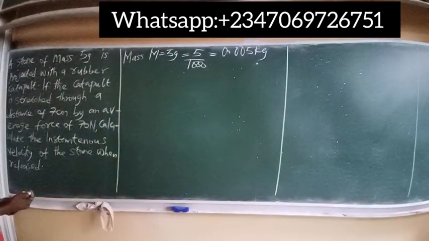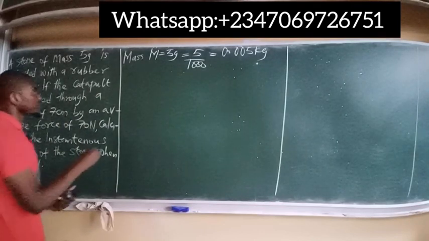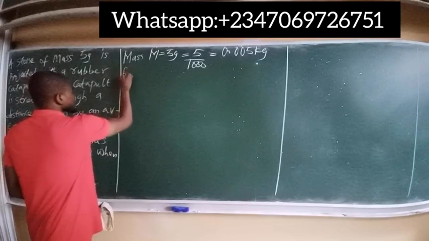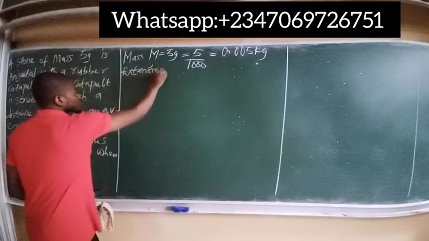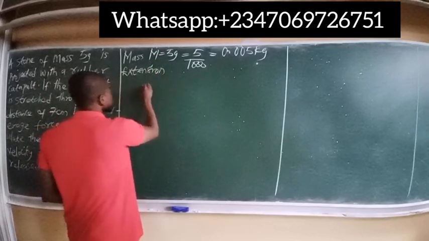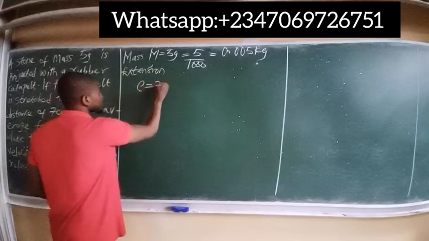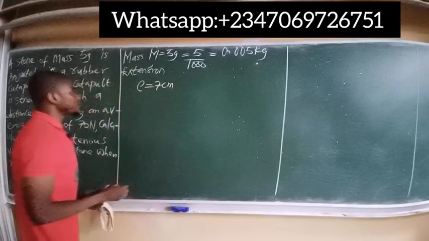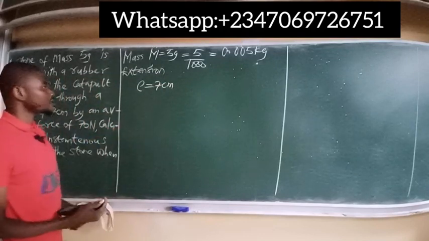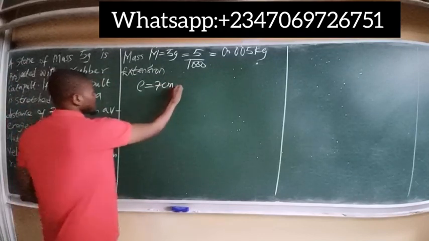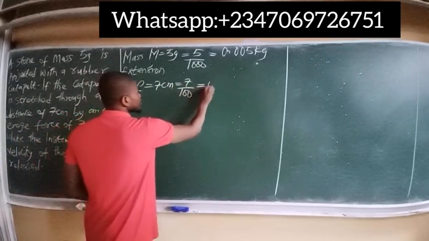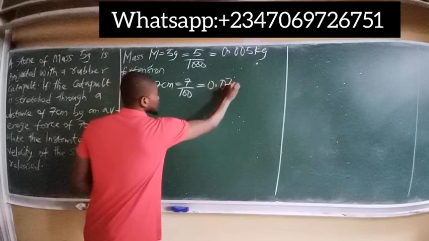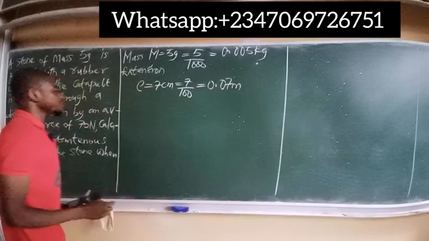Okay, so we have this next thing that was given. It says the catapult is stretched through a distance of 7 centimeters, so that simply means the extension of the catapult rubber, extension e equals 7 centimeters. And then again, you have to also convert 7 centimeters to meters simply by dividing 7 by 100, and that gives us 0.07 in meters.